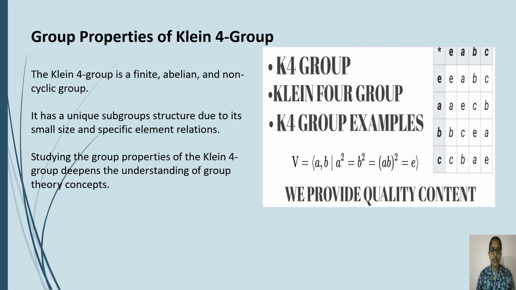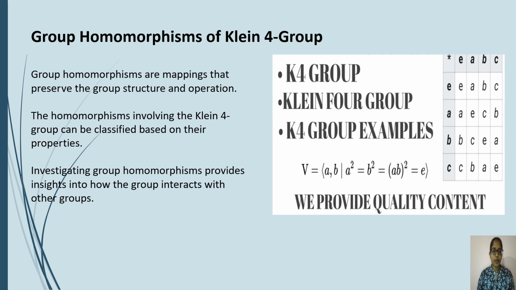Group properties of the Klein-4 group. The Klein-4 group is a finite, abelian, and non-cyclic group. It has a unique subgroup structure due to its small size and specific element relations. Studying the group properties of the Klein-4 group deepens the understanding of group theory concepts.